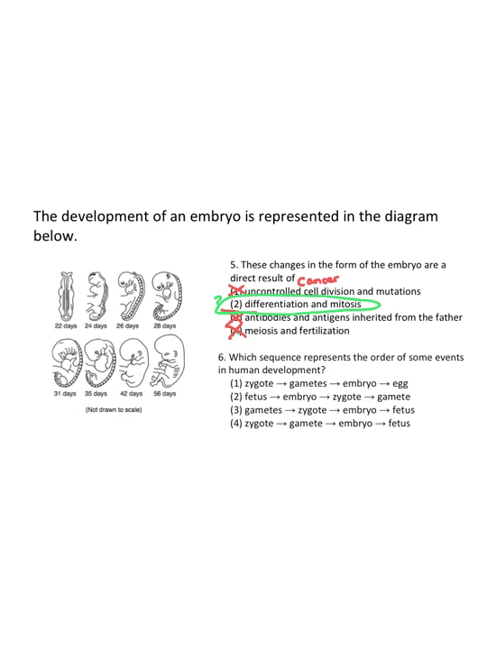Okay? Excellent. Which sequence represents the order of some events? So they may not be in order, like step by step by step. They may have skipped some steps in between, but which ones generally go in order?